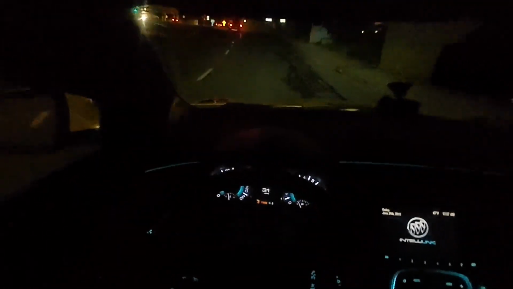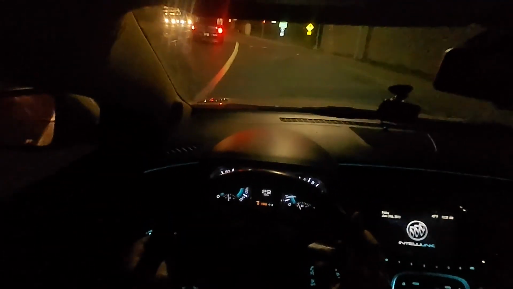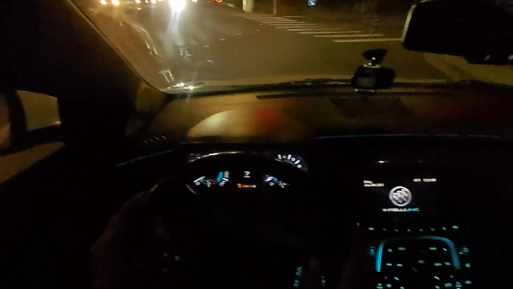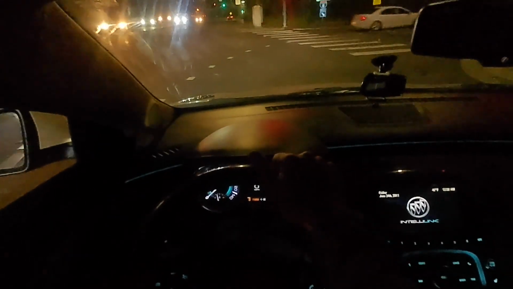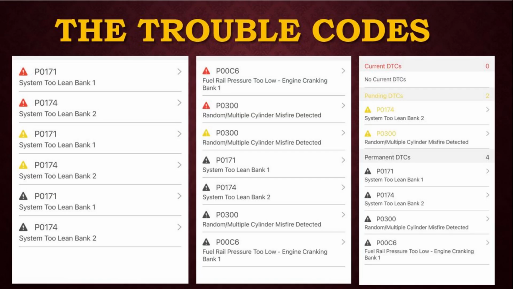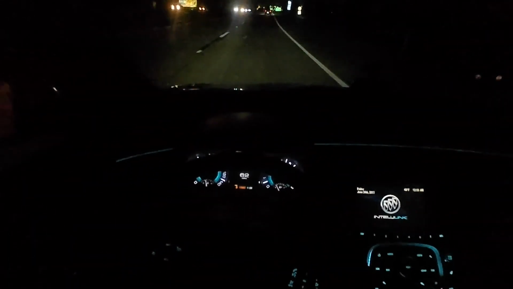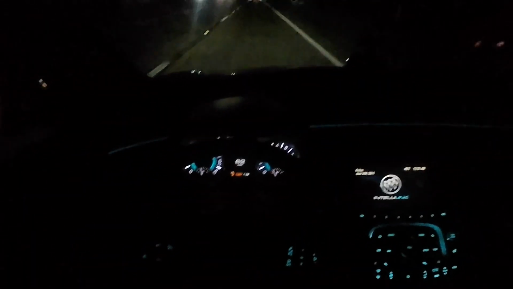And like I said, the codes were telling me that it had a low pressure fuel, and it did complain about the fuel rail. I have all the codes. I can just go through them one by one. And now driving smooth. I'm at 62 miles per hour.